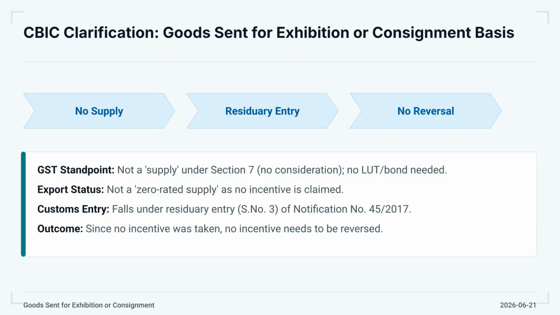CBIC issued an important clarification regarding goods sent abroad for exhibition or on a consignment basis. Under GST law, such movement is generally not treated as a supply because there is no consideration involved. Since it is not a supply, it is also not a zero-rated supply and does not require a letter of undertaking or payment of IGST. Consequently, no export incentive is normally claimed. Because no export benefit is taken, there is nothing to reverse when the goods return. This clarification significantly simplifies the treatment of exhibition and consignment goods under customs law.